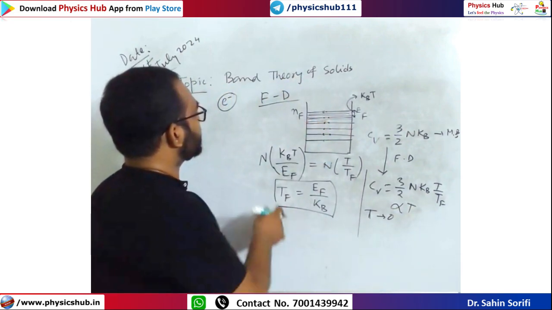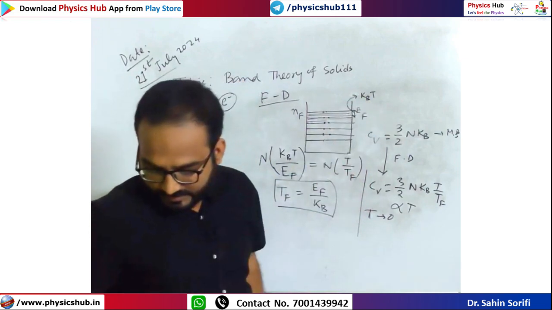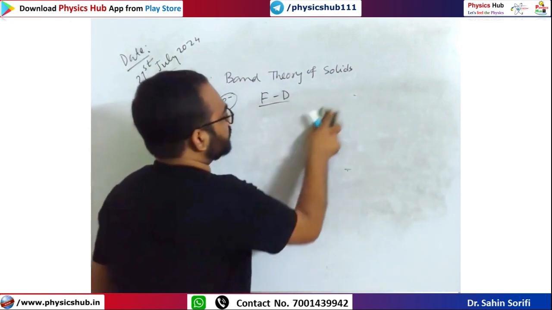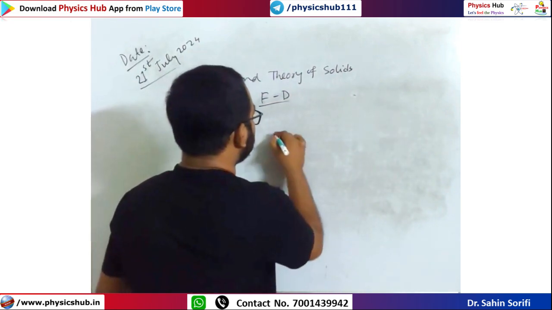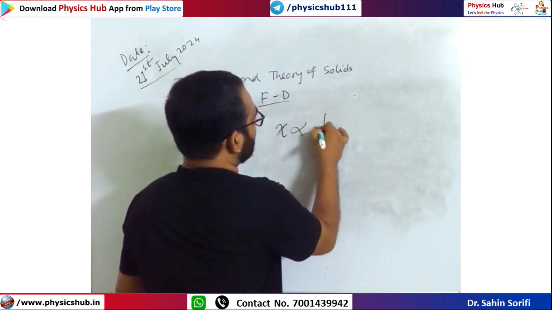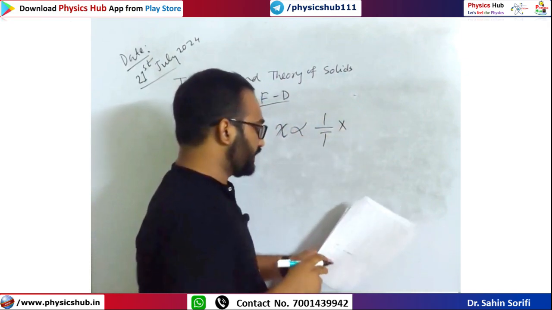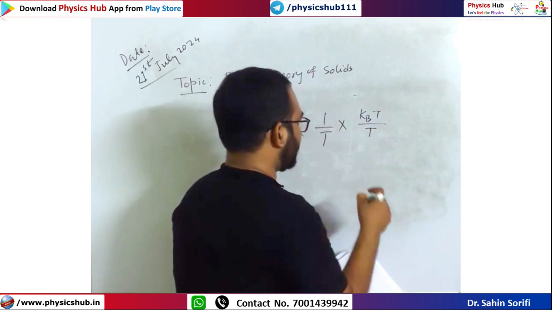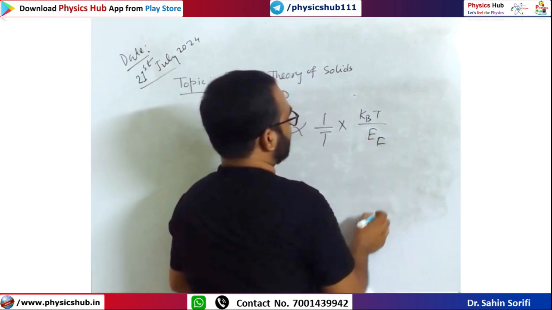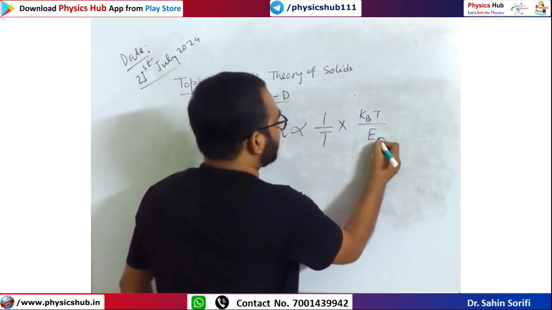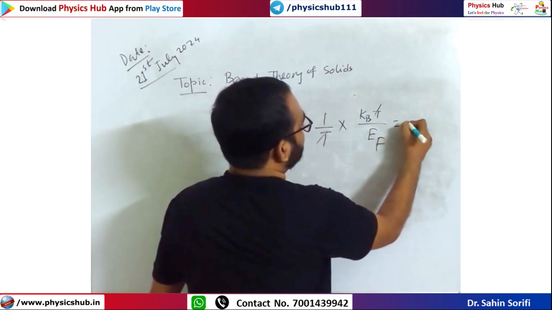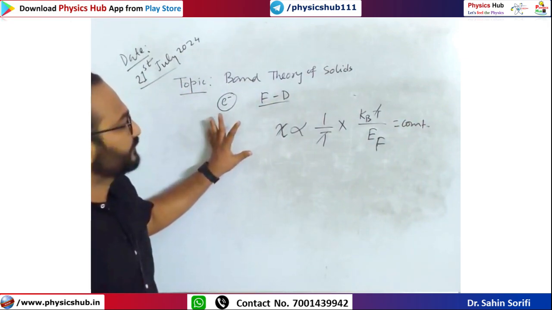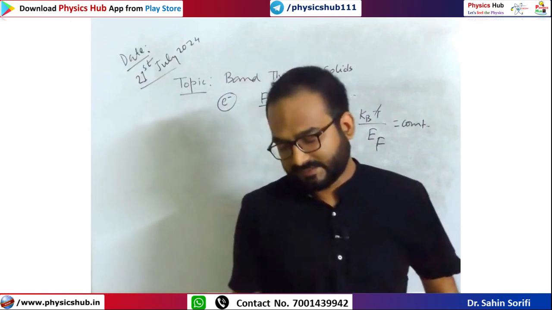Now the second discrepancy was about the paramagnetic susceptibility. It was proportional to 1/T. Now if you multiply this by the factor kT/TF, that is kT/EF, you can see this T gets cancelled, so it becomes a constant, which is the experimental result. So these two discrepancies were removed when you consider the Fermi-Dirac statistics.